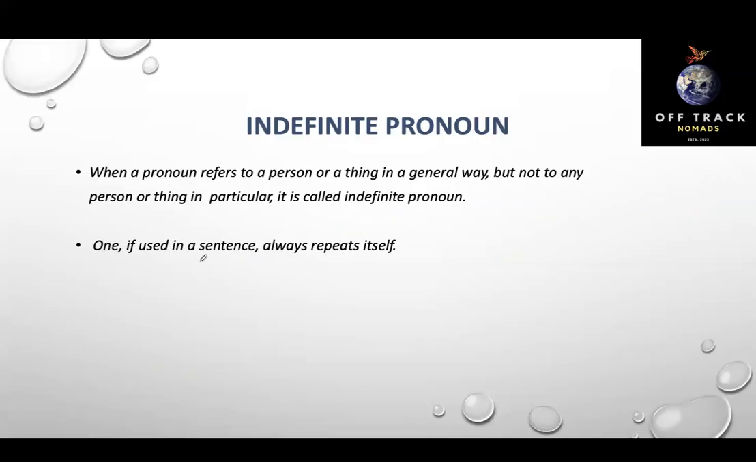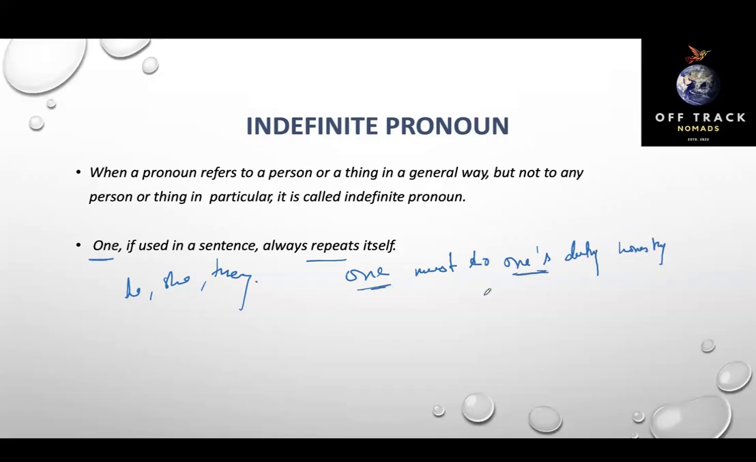Okay. One, if used in a sentence, always repeats itself. Okay. So one is used as a subject. We must use one throughout the sentence if it is used once in a subject, not he or she or they. Do not replace it with them. Okay. For example, if I say one must do one's duty honestly. Okay, one must do one's duty honestly. So one is repeated, not his duty, right? We make that mistake sometimes.